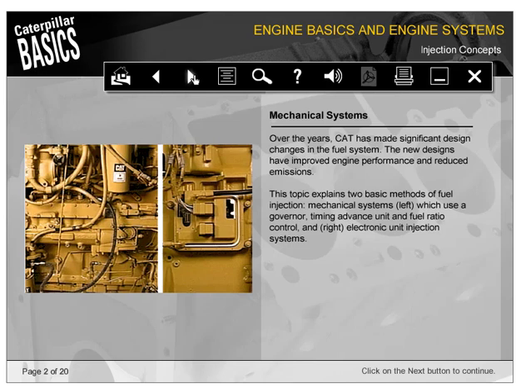Over the years, CAT has made significant design changes in the fuel system. The new designs have improved engine performance and reduced emissions. This segment explains two basic methods of fuel injection: mechanical systems, shown on the left, which use a governor, timing advance unit, and fuel ratio control, and on the right, electronic unit injection systems.